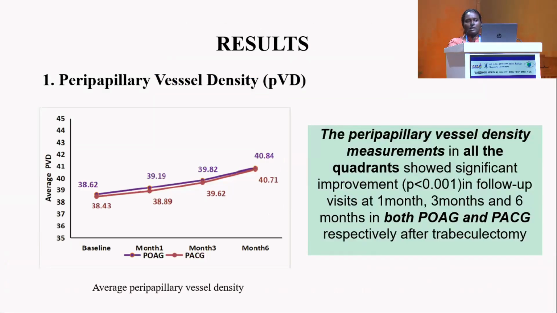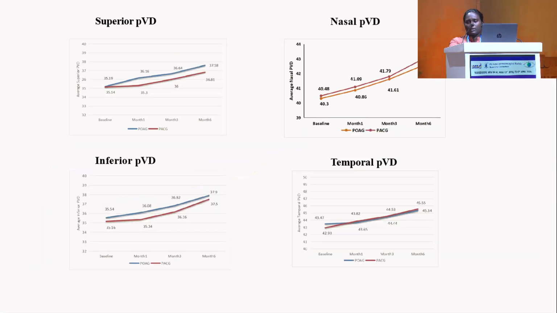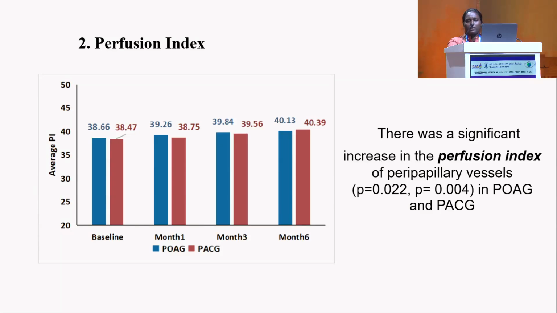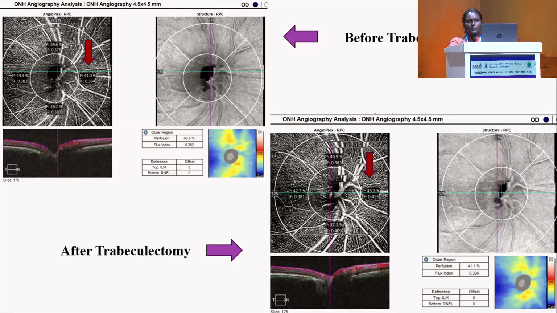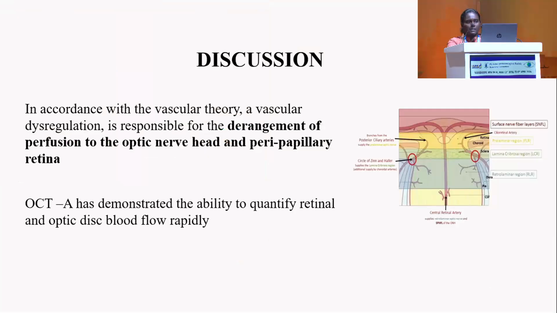Coming to the results, peripapillary vessel density showed a significant improvement at the end of the 6 month follow-up. As we can see in this image, both the POAG and PACG groups show an increment in the PVD. Here we measured the sectoral PVD changes, and superior, nasal, inferior and temporal PVD measurements also showed the same incremental effect. Then there was a significant increase in the perfusion index in both groups. Here we can see the structural RPC plot showing the increment in the peripapillary capillaries.